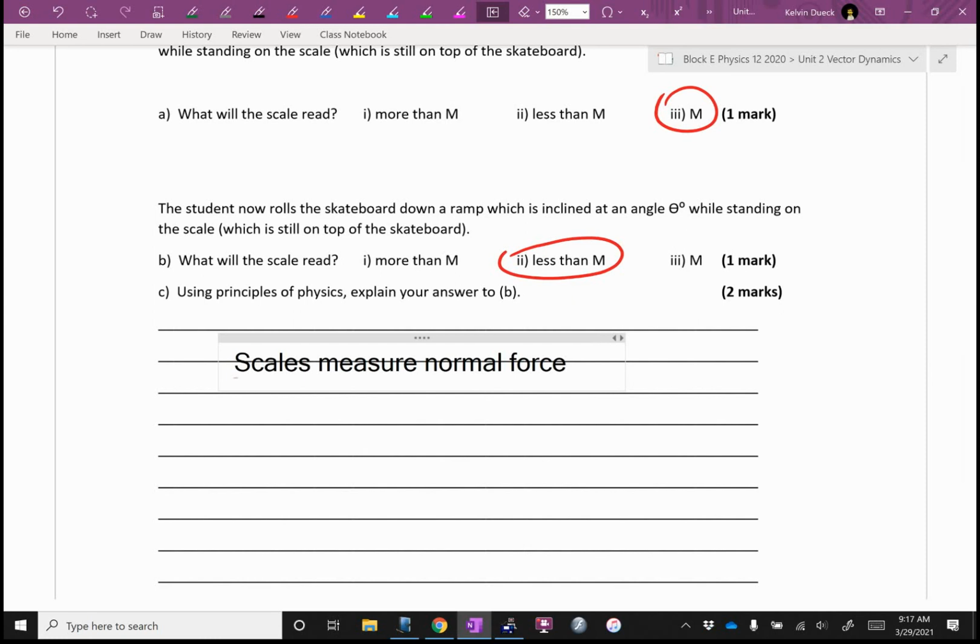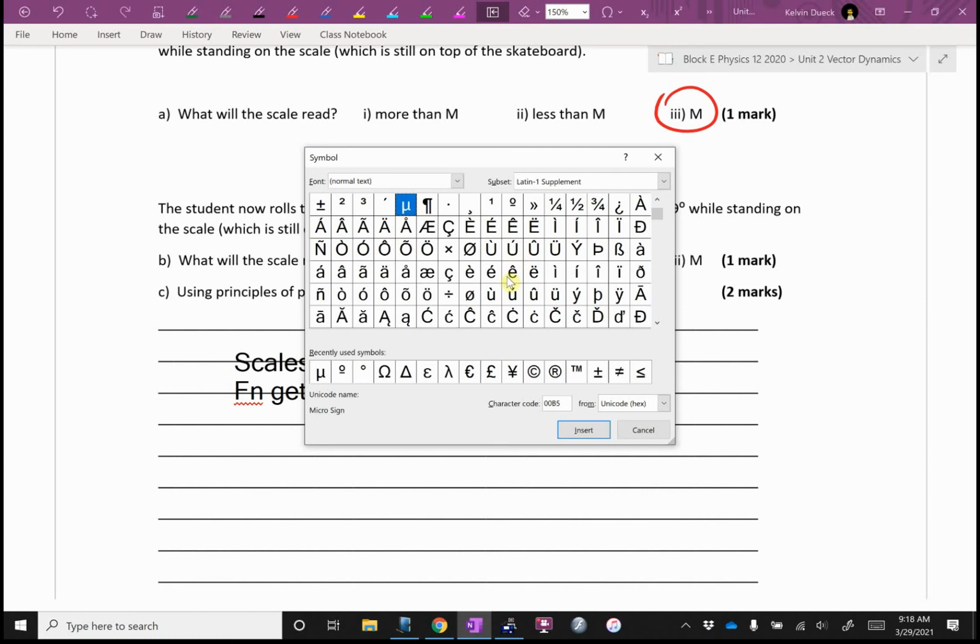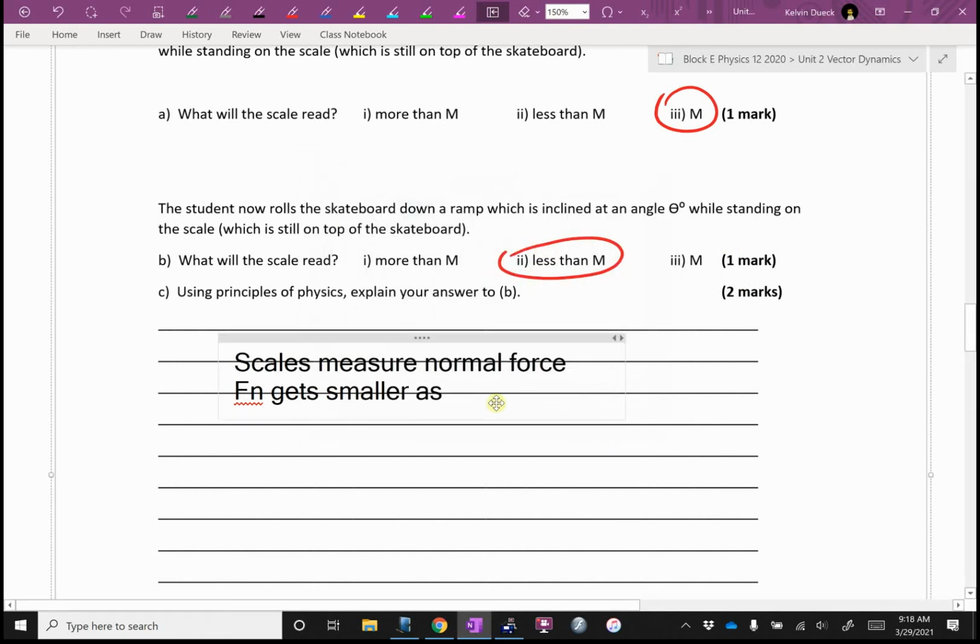If you mention that the normal force is decreasing, if you use that argument, I would take that. So you could say Fn gets smaller as theta increases. Can I do a theta? I don't have a theta ready to go. Forget it, I'll handwrite it. As theta increases, I would take that.